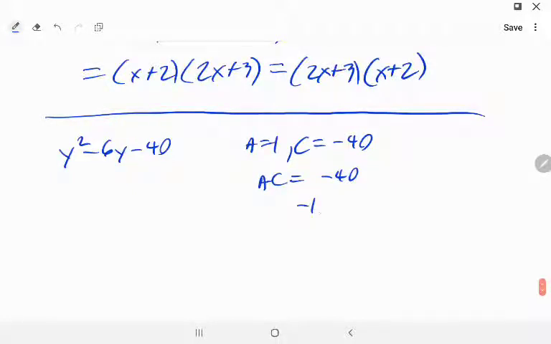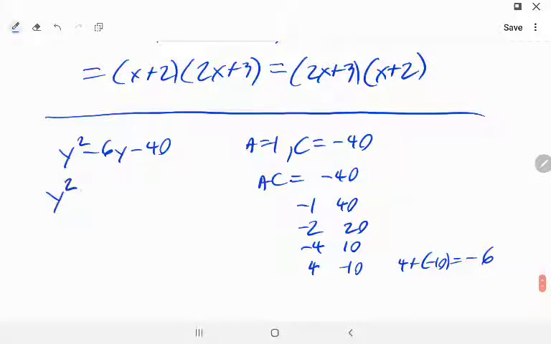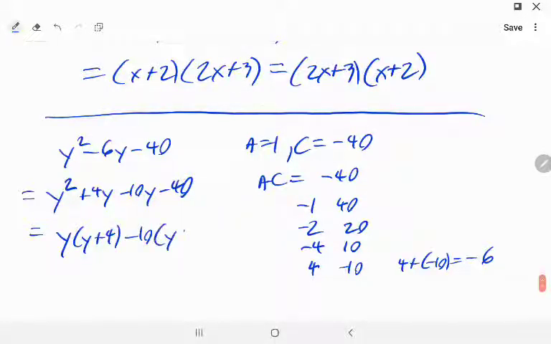So we have to go down the list. We have negative 1 and 40, negative 2 and 20, negative 4 and 10. That would give us positive 6, so we just have to swap the signs. So make it 4 and negative 10. 4 plus negative 10 is negative 6. And so we can say y squared plus 4y minus 10y minus 40 gives us y times the quantity y plus 4 minus 10 times the quantity y plus 4, and so we get the quantity y minus 10 times the quantity y plus 4.